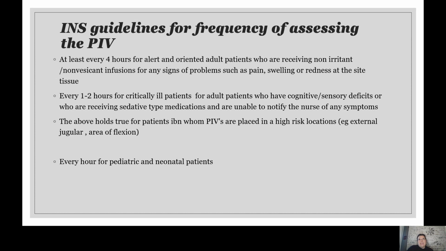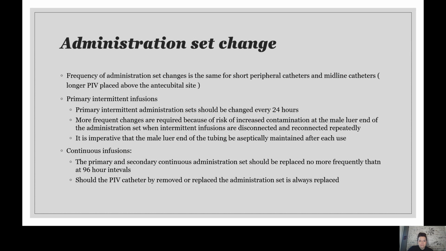And if they're receiving anything that we know could be harmful to their surrounding tissues, then we absolutely want to look at that. If someone has an external jugular, like in the neck that we talked about, or if they have it in the bend of their arm, we want to look at that every 1 to 2 hours because the likelihood of it being dislodged is increased. And then for your pediatric population, every 1 hour.